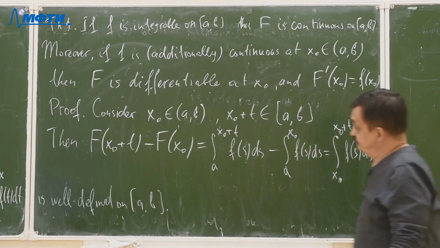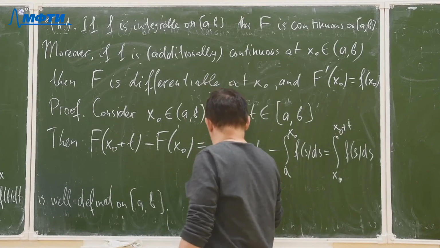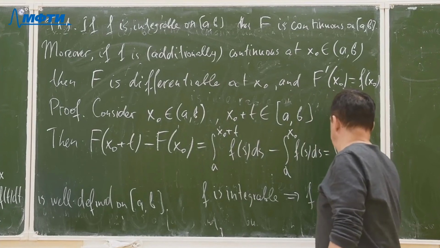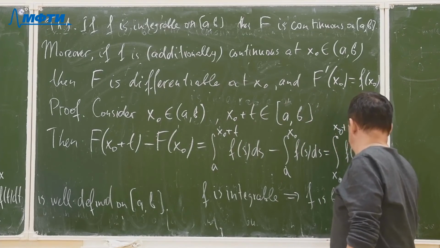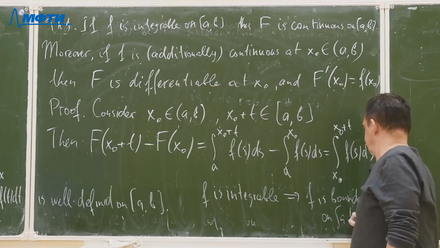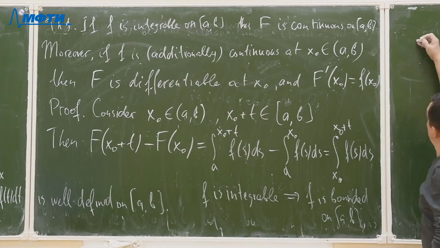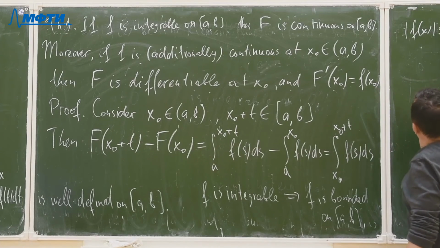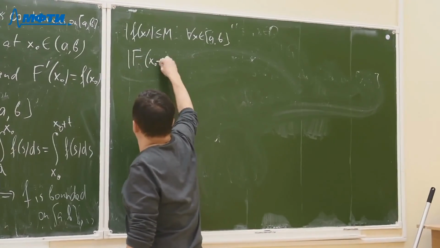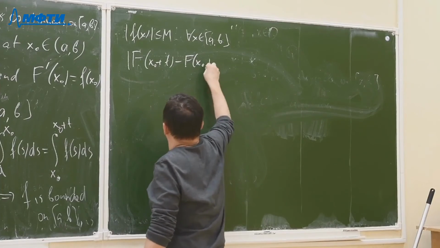f is bounded because f is integrable, hence it is bounded. f is bounded on AB. So |f of x| is less or equal than capital M for all x in AB. So now it follows that we can estimate F of x naught plus t minus F at x naught.